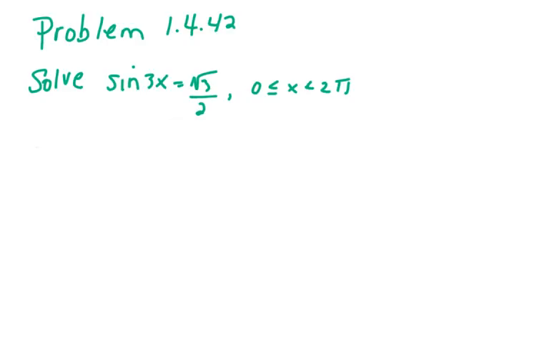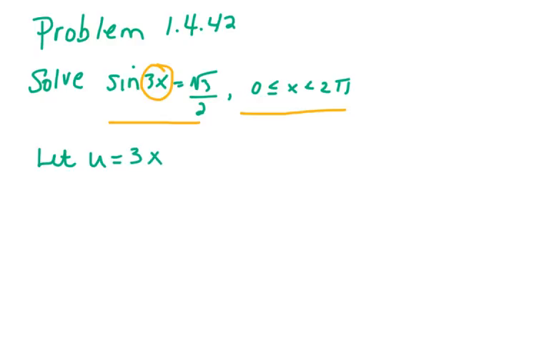So the problem at hand is to solve a trigonometric equation, sine 3x equals root of 3 over 2, for the domain of x being greater than or equal to 0 and less than 2 pi. So we want to be able to look at the unit circle, and the unit circle is in terms of sine of x, cosine of x, tangent of x, not sine of 3x. So let's do a substitution so that we can refer back to the unit circle. So let u equal 3x.